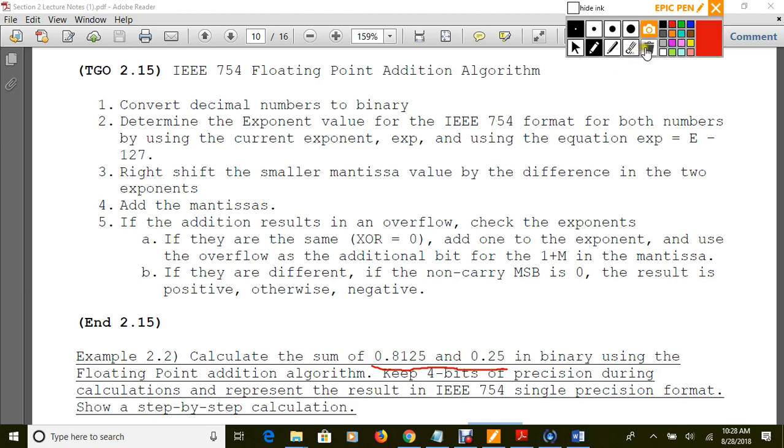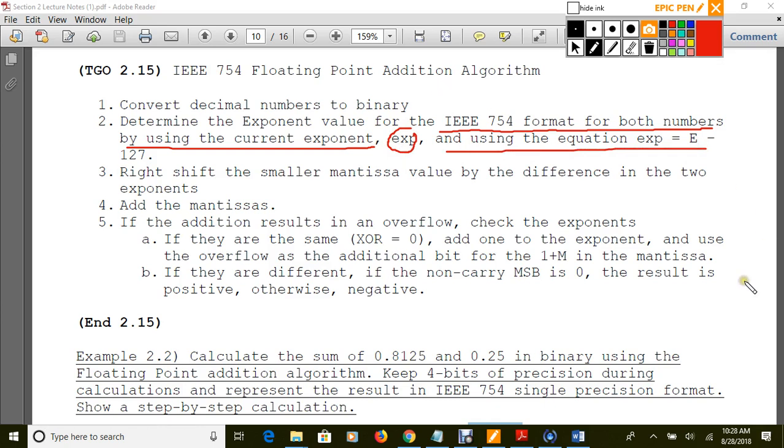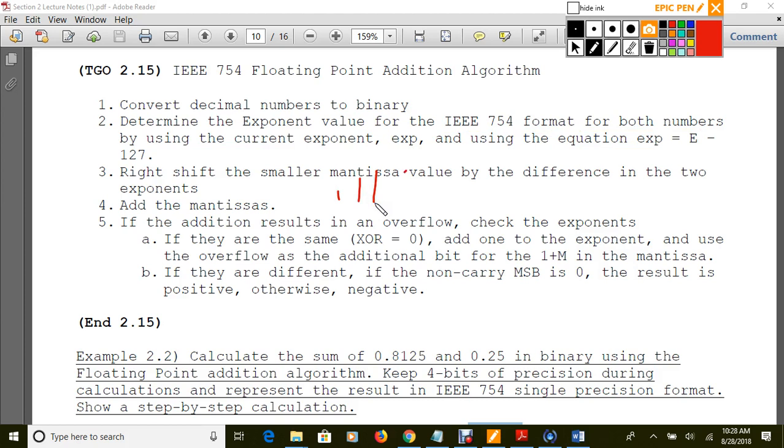Next, determine the exponent value for the IEEE 754 format for both numbers by using the current exponent, which I put as EXP, and the equation EXP equals E minus 127. For 0.8125, that becomes 0.1101, right? Yep. So this is just times 2 to the 0, and that 0 is what I mean by EXP. Plug that value in there. The exponent that goes into IEEE 754 format is the solution there.